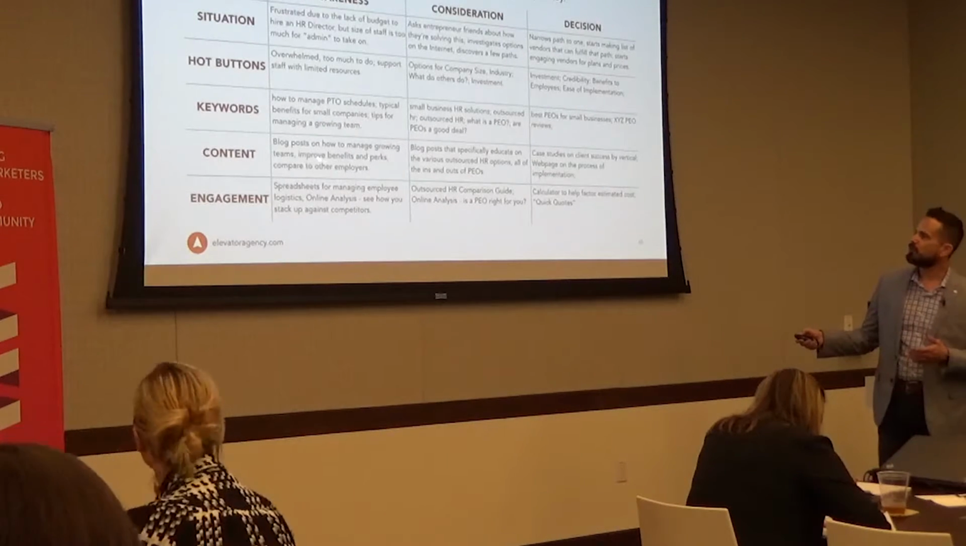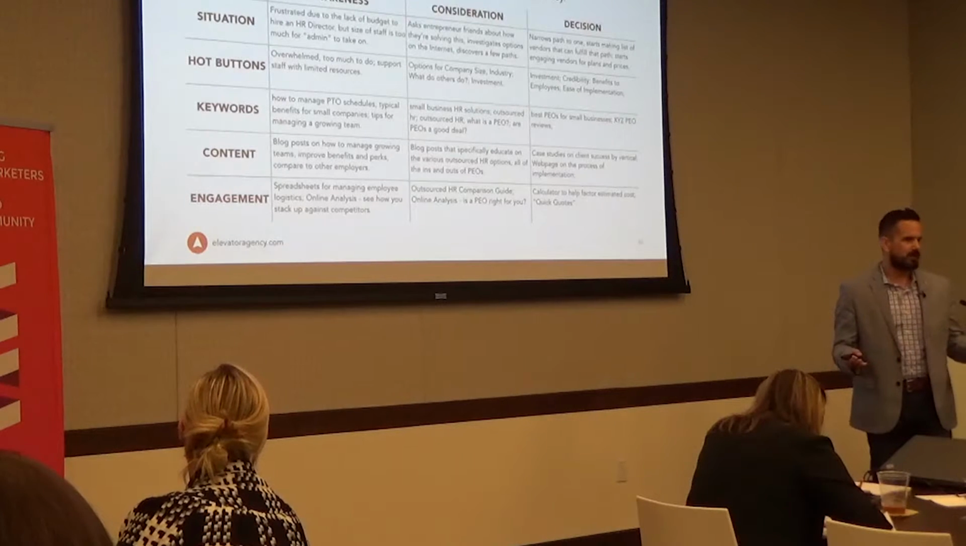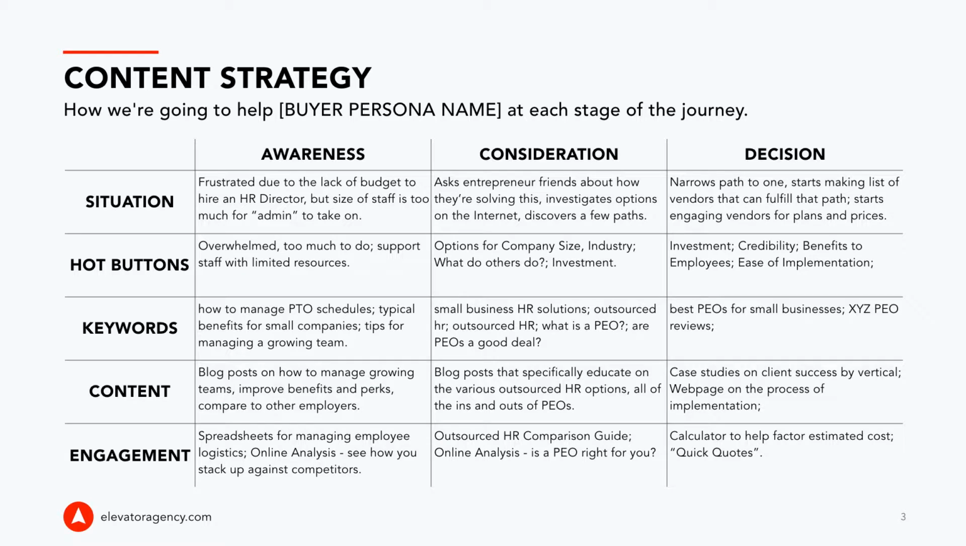And then when you go down a layer, well, what kind of content can support that? Well, in this example, blog posts on how to manage growing teams, how to improve benefits and perks. How do you compare to other employers? This is the type of content that would resonate. And lastly, engagement. These are the options you have to engage them at this stage. Now, at this stage, it's probably too early to think they're going to engage you in a phone call, or start engaging you in an analysis or a quote.